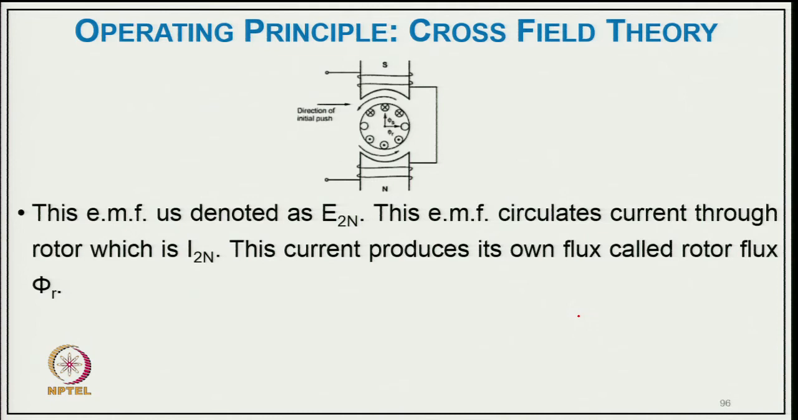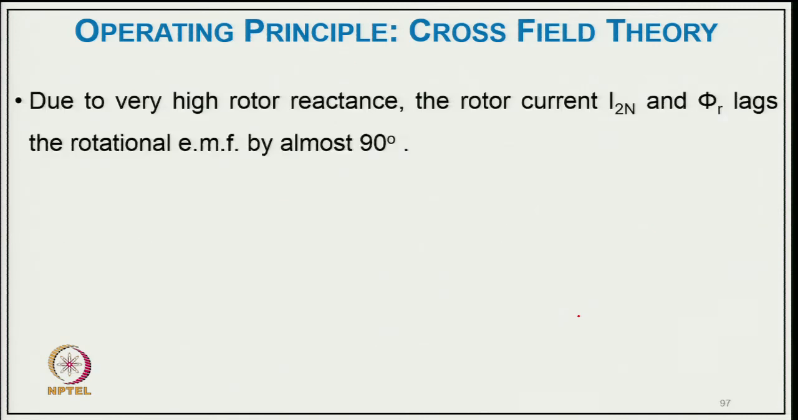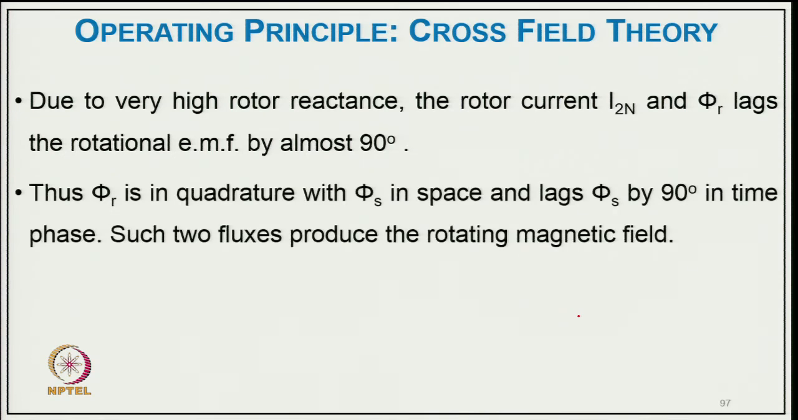The EMF is denoted as E2N, and this EMF circulates the current I2N through the rotor. This current produces its own flux called rotor flux phi r. The axis of phi r is at 90 degrees to the axis of the stator flux, hence the rotor flux is called cross field. Due to very high rotor reactance, the rotor current I2N lags the rotor EMF by almost 90 degrees. Thus phi r is in quadrature with phi s in space and lags phi s by 90 degrees in time phase. Such two fluxes produce the rotating magnetic field.